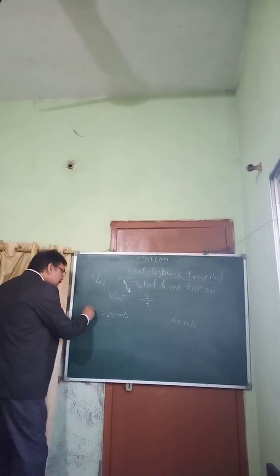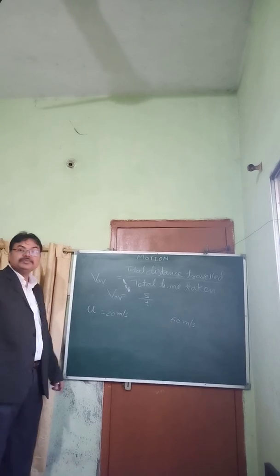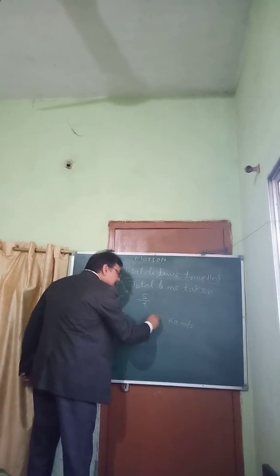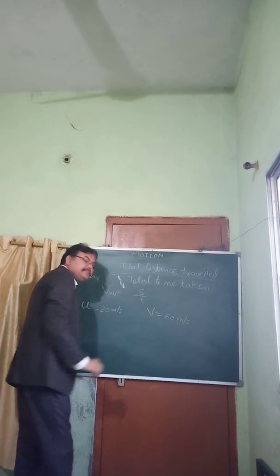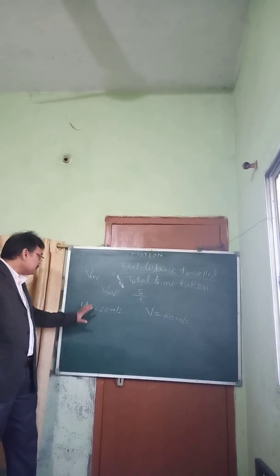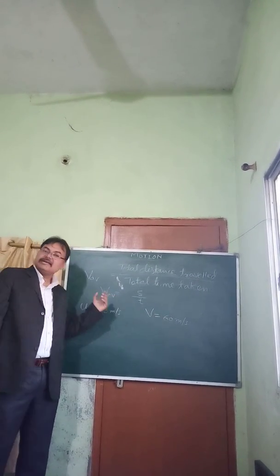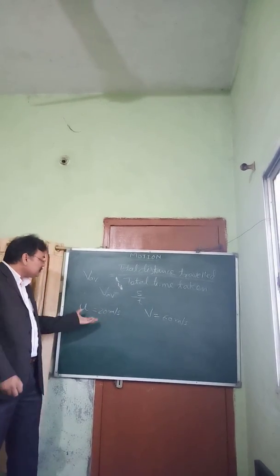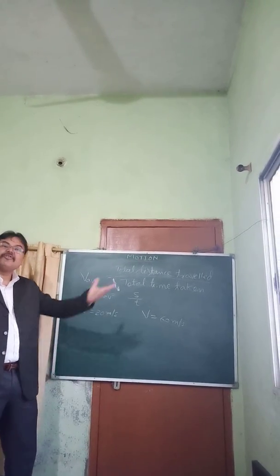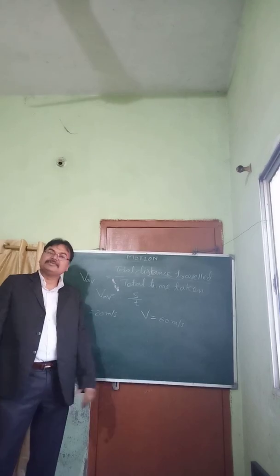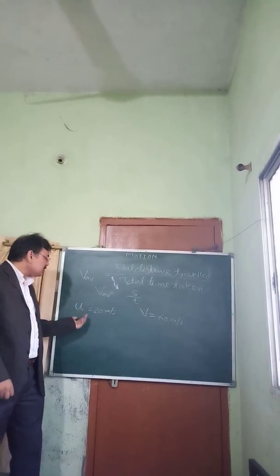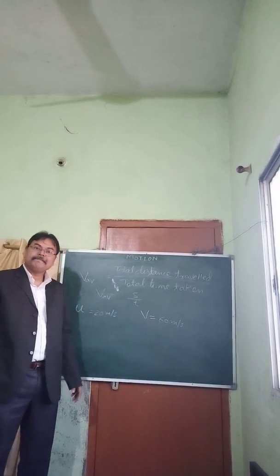So we represent initial speed by U and the final speed by V. In between, you might have changed the speed. Suppose 20 meters per second, then 30, then 40, then 50, and then it becomes 60. So this is the initial speed, this is called final speed.